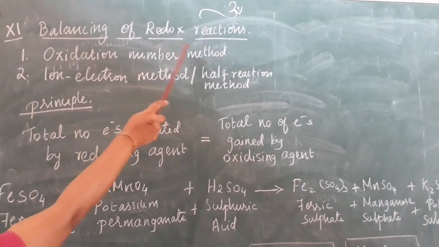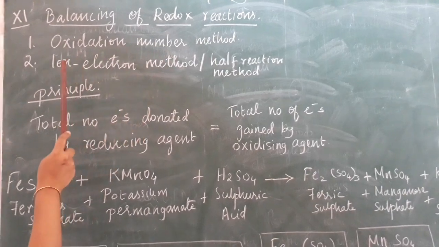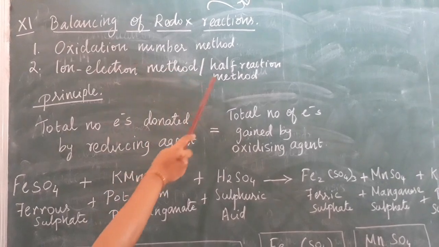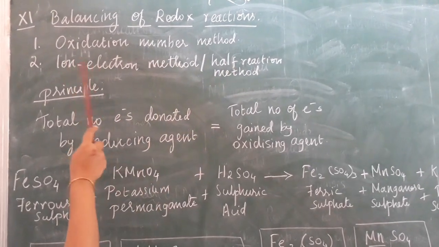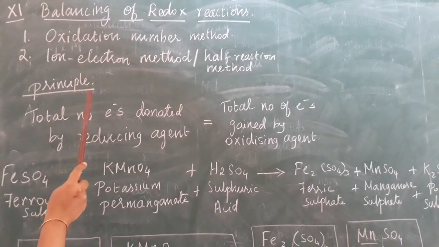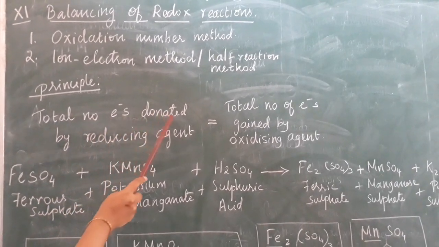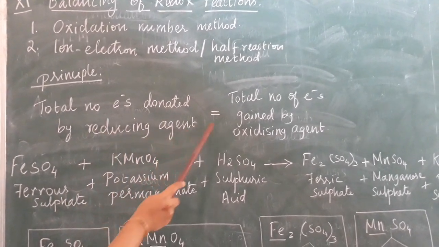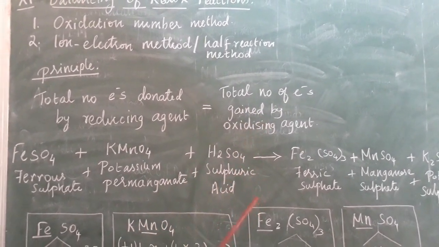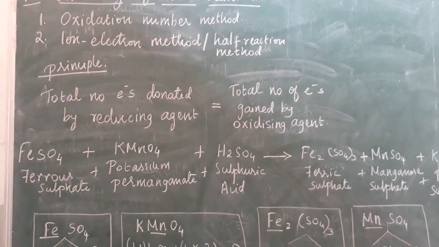Balancing of redox reactions has two methods: one is the oxidation number method, and the other is the ion electron method. Another name for the ion electron method is the half reaction method. These two methods are based on the same principle. What does that mean? The total number of electrons donated by the reducing agent is equal to the total number of electrons gained by the oxidizing agent. Now we are going to learn one example using the oxidation number method.